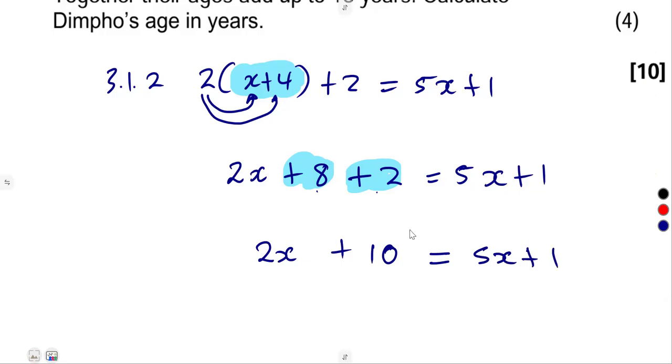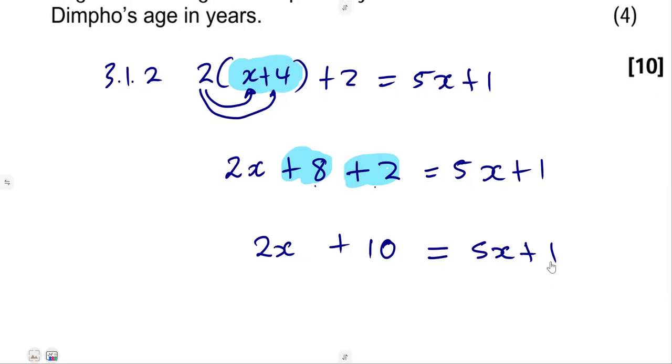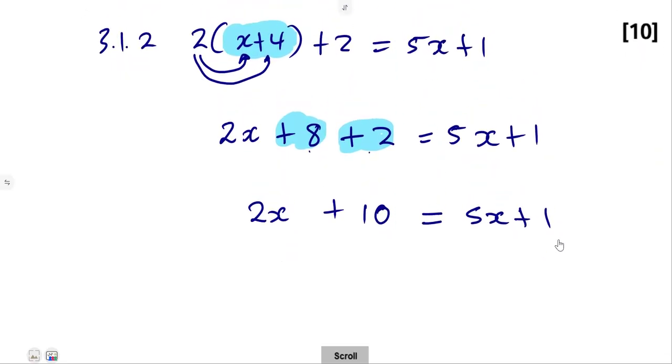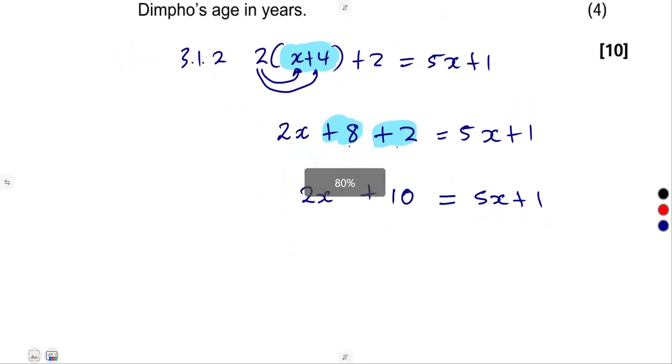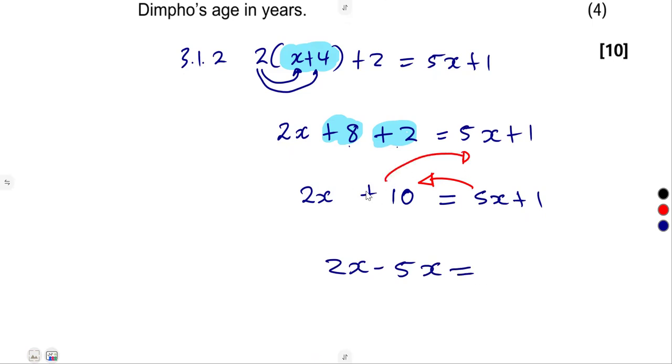Just like that. So from there, we can solve for x, guys. You can solve for x either way that you want. You can take the 5x to the left-hand side. It becomes a negative. So it's 2x minus 5x equal to, I take the 10 to the other side. It was a positive. It's going to change to a negative. 1 minus 10. So 2 minus 5, that's negative 3x, equal to 1 minus 10, which is negative 9. So let's find x.